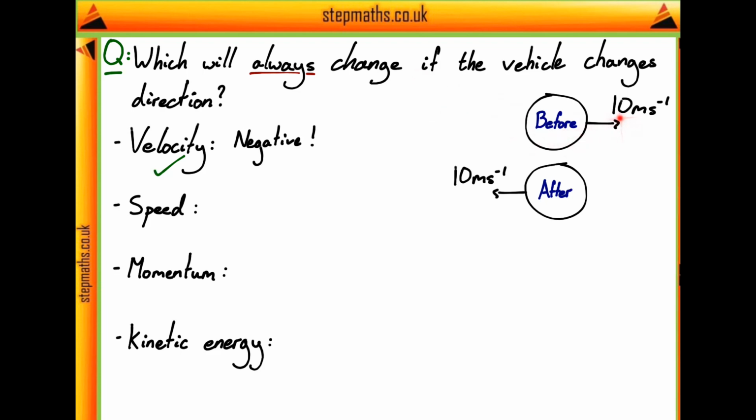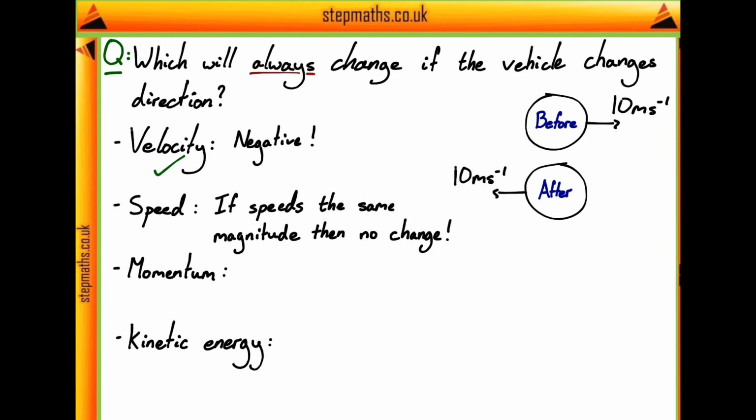They could change if we were going 10 meters per second and then 2 meters per second, and obviously the speeds have changed. But in this case, they could be the same, and so don't fit this always condition. If the speeds are the same magnitude, then there will be no change, and therefore this statement, or variable, is going to be wrong.